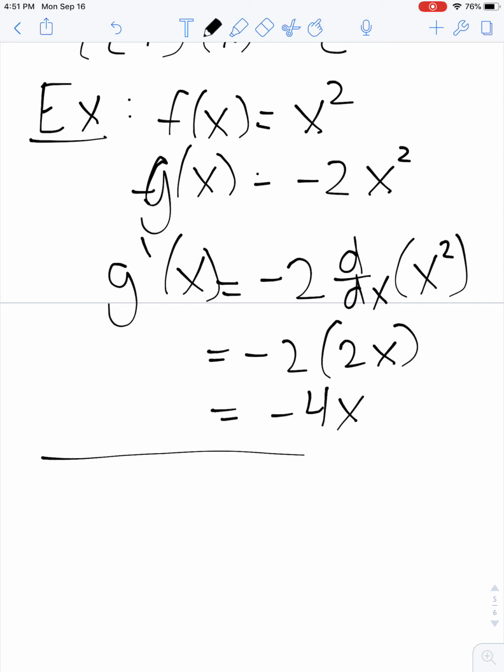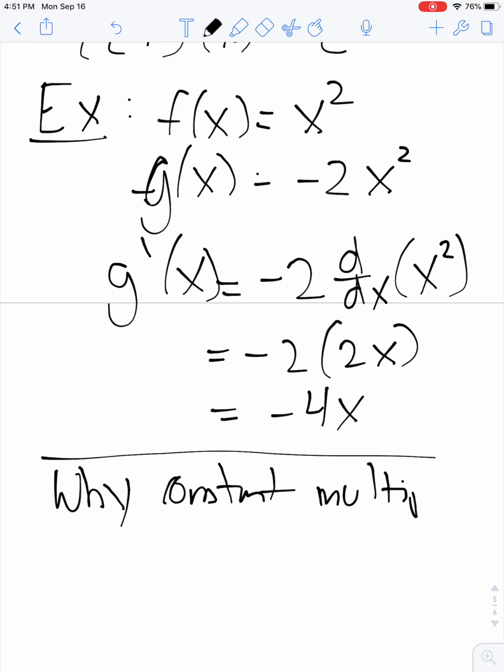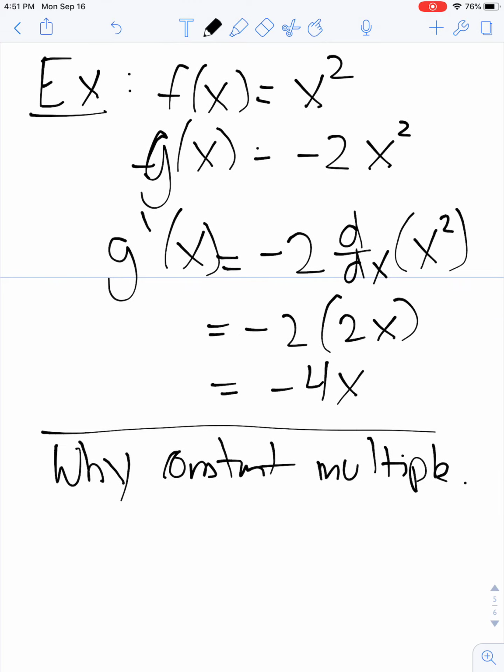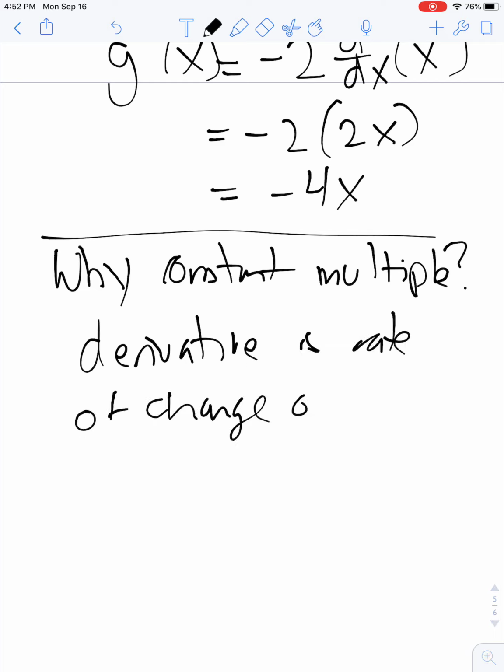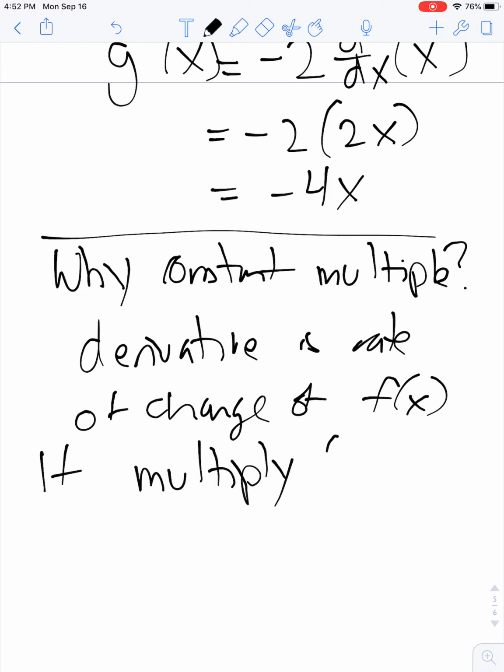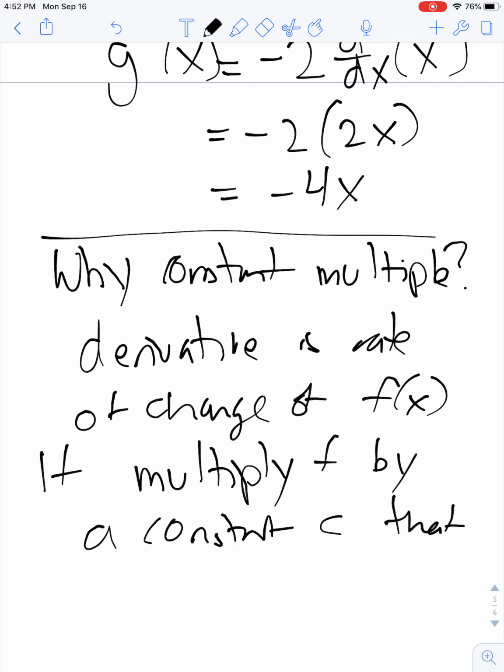Now, let's think about this in terms of rate of change. Again, the formal proof uses the definition of the derivative. But if we want to think about why the constant multiple rule works, the derivative is the rate of change of f of x. If I multiply f by a constant c, that will change the rate of change by c.